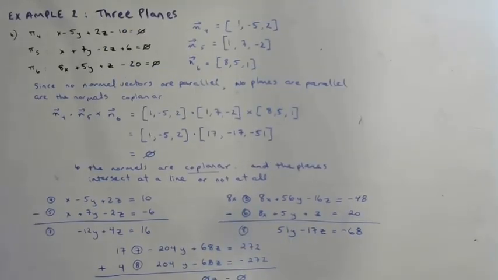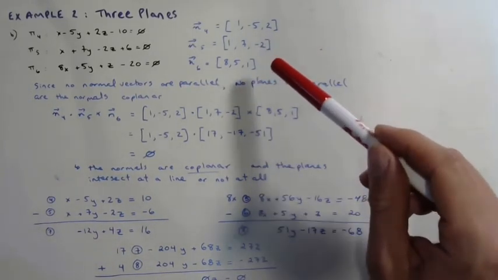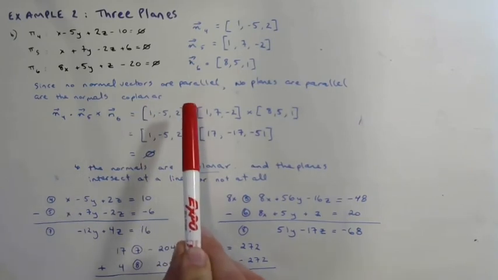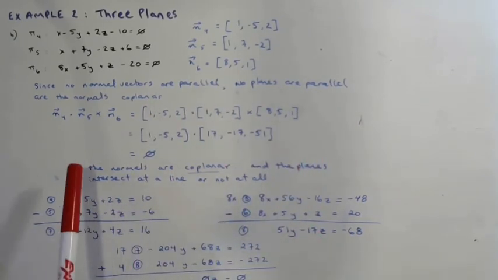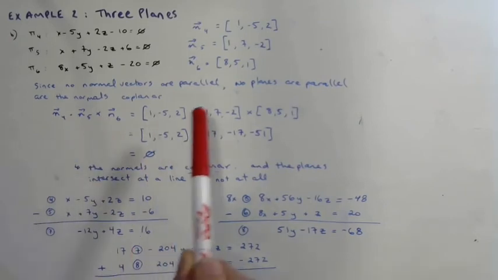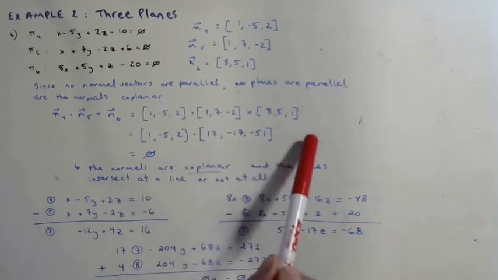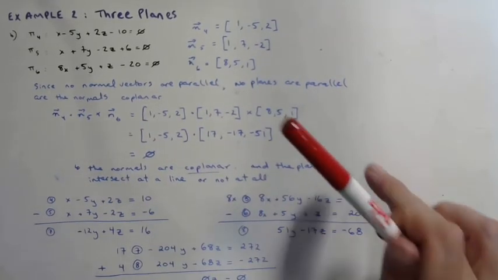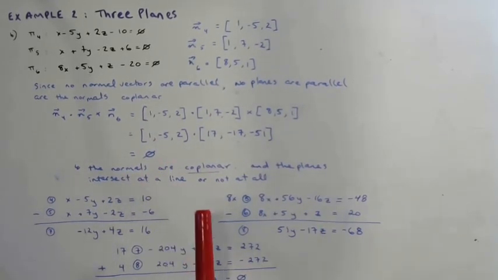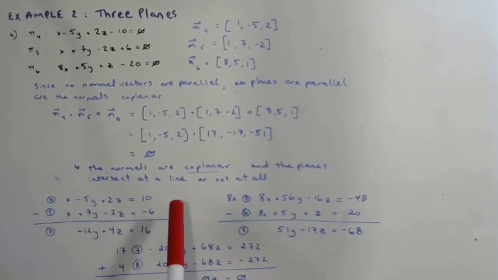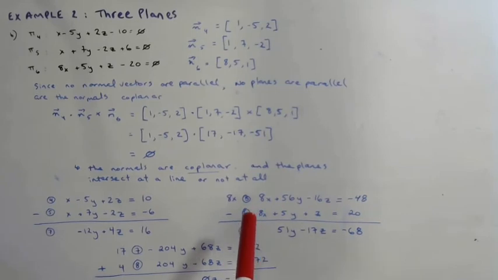Quick review before moving on. We got our 3 planes, we got our 3 normal vectors, we determined that the normal vectors were not parallel, therefore the planes are not parallel, so we took the triple scalar product of our normal vectors and determined that they were indeed coplanar. If they were to create a solid, the volume would be 0, so they are all on the same plane. But that meant that the planes could intersect at a line or not at all. They might intersect in pairs.